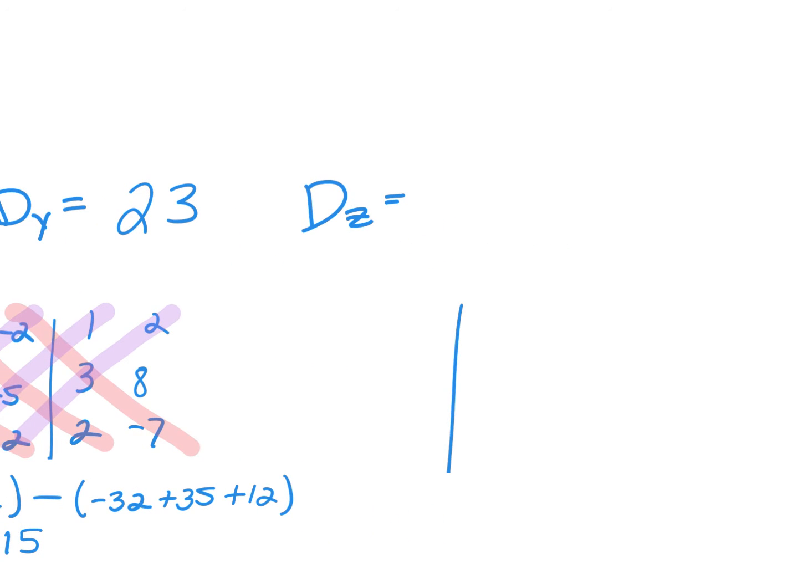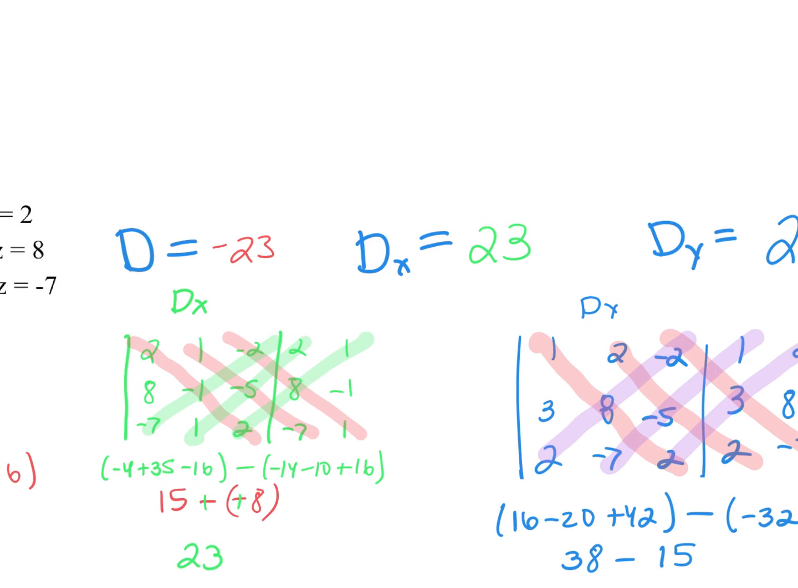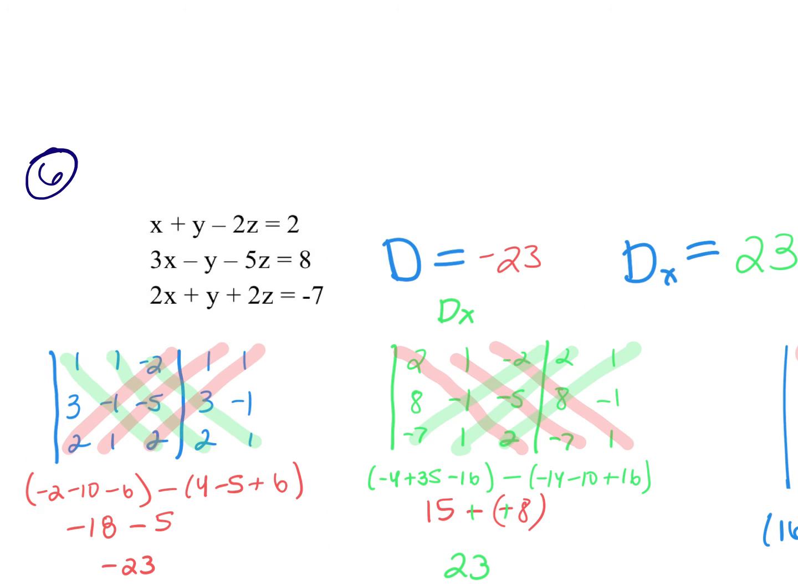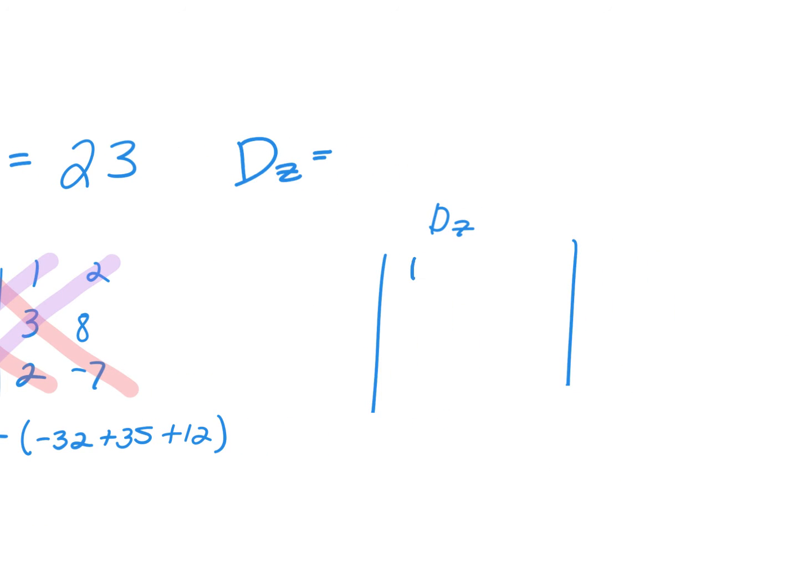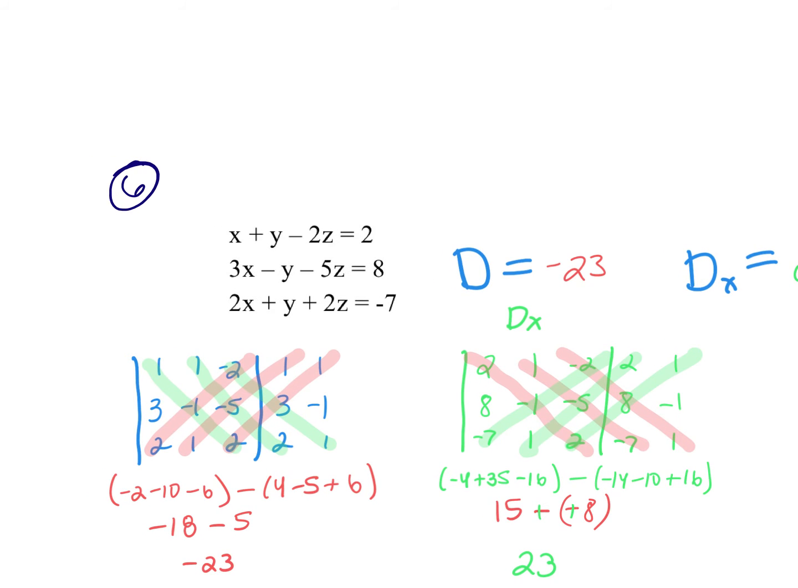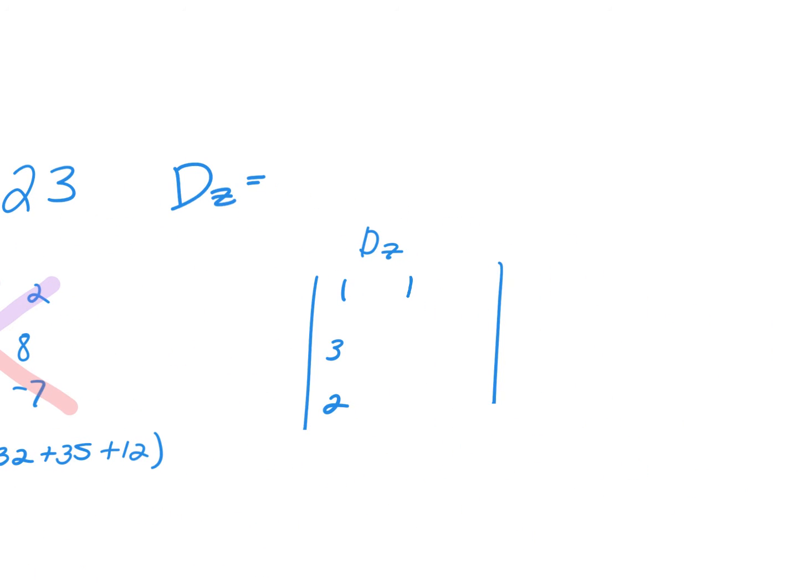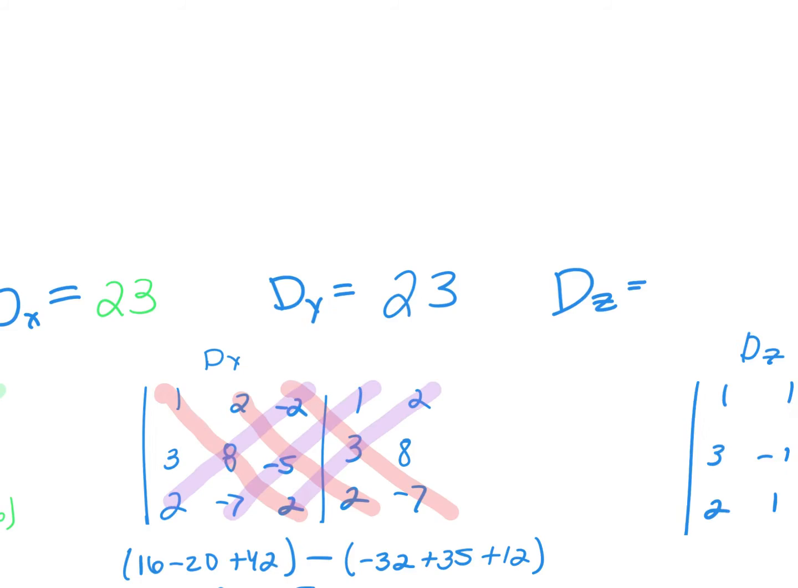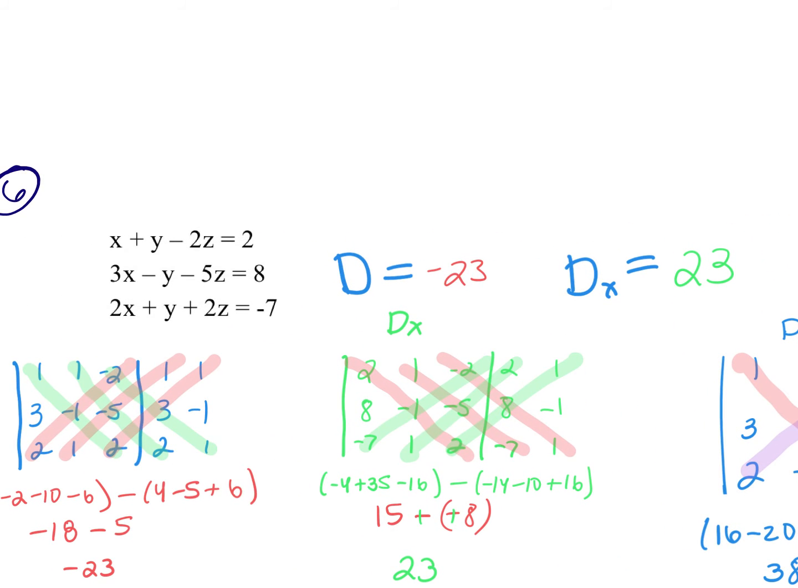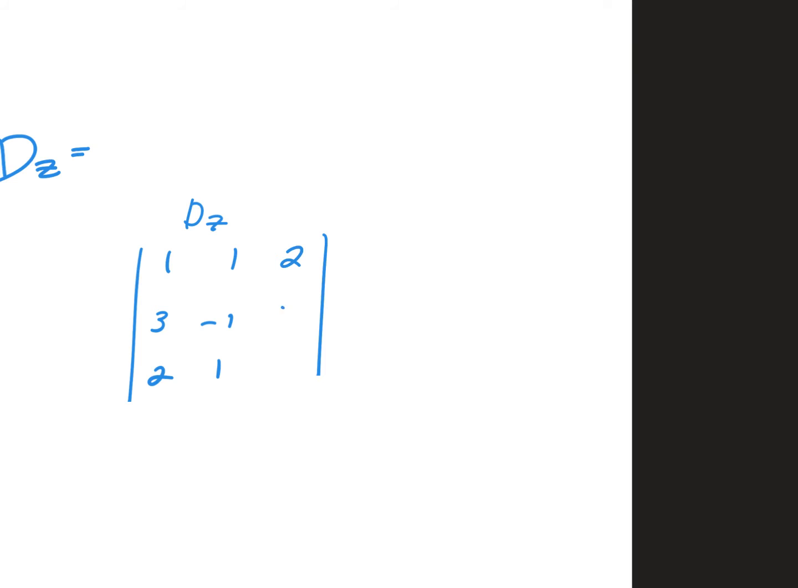All right, guys, same thing. We're finding d sub z. So instead of my z coefficients, I'm going to plug in the answers. So I have 1, 3, 2 for my x column. Then I have 1, negative 1, 1 for my coefficients of y. And then I'm plugging in answers for my z column. So 2, 8, negative 7. We recopy columns 1 and 2. 1, 3, 2. 1, negative 1, 1.